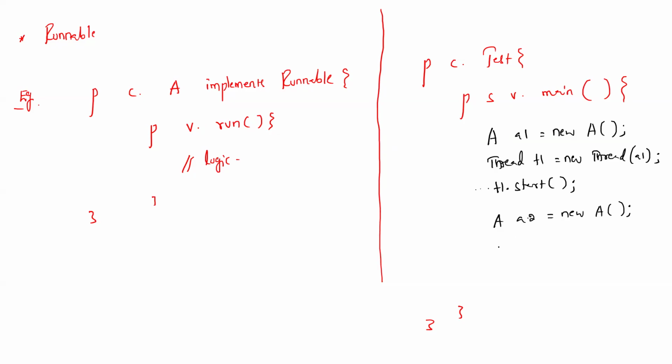Then to this A2 reference, can we assign a Thread class reference once again? Thread t2 equals new Thread of A2 reference. The Thread class has a constructor which accepts it. Then followed by t2.start. How many threads will execute this run method? Two threads will execute this run method. So t1.start, child 0 or the first child thread, will execute this run method, and t2.start also will execute the run method.